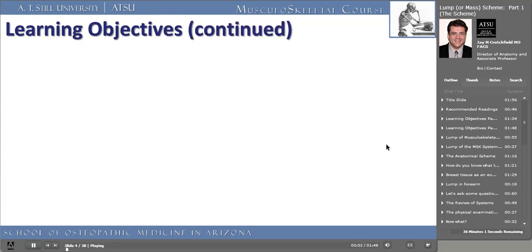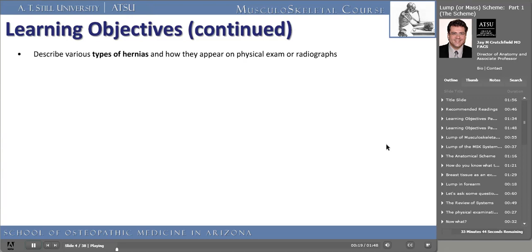In addition, there is probably no more common presentation of the musculoskeletal system than a hernia. What is a hernia? What is fascia? How are the two related? Discuss how a hernia can present as a lump or mass or neither. If hernias present as neither, how can they present? In addition to understanding relationships between fascia and muscle tissue, you'll be expected to describe various kinds and types of hernias and how they may appear on physical exam or radiographs.